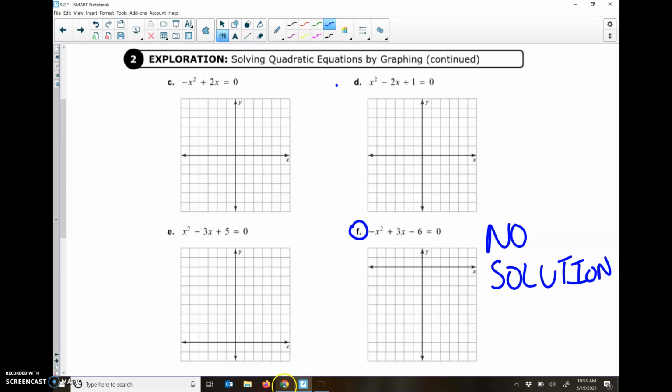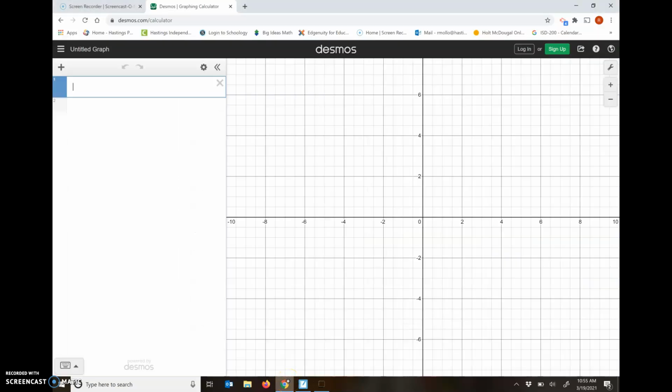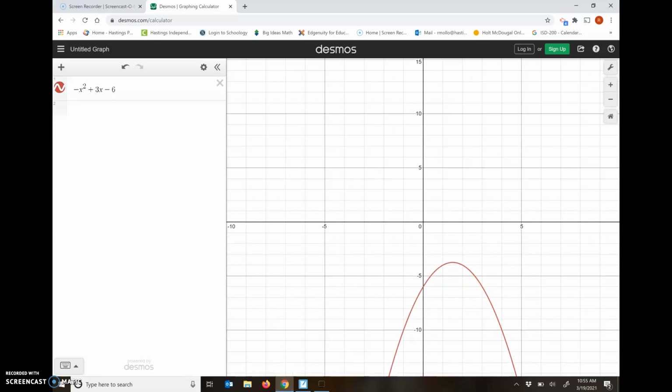I'll show you what it looks like as a graph. So if you are sitting there trying and saying, hey, what's this going to be? So let's go to Desmos and graph this. So it's negative x squared plus 3x minus 6. Well, the zeros, this one doesn't have any solutions because it's never touching that x line. So this is why this graph is a no solution, because it never touches that x intercept.